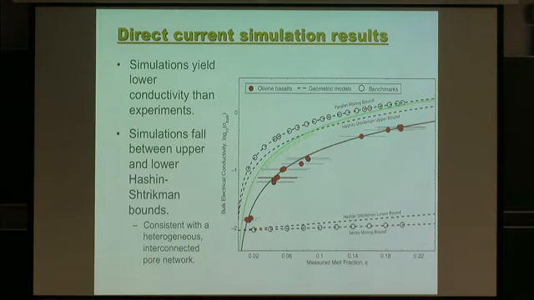What we see is that in our data, the simulation results fall right between the Hashin-Shtrikman upper bound and the lower bound, whereas the experimental data is actually more consistent with or even above the Hashin-Shtrikman upper bound. So with two-phase mixing, that doesn't really make a lot of sense to us, but these seem to be robust for a few electrical conductivity measurements.